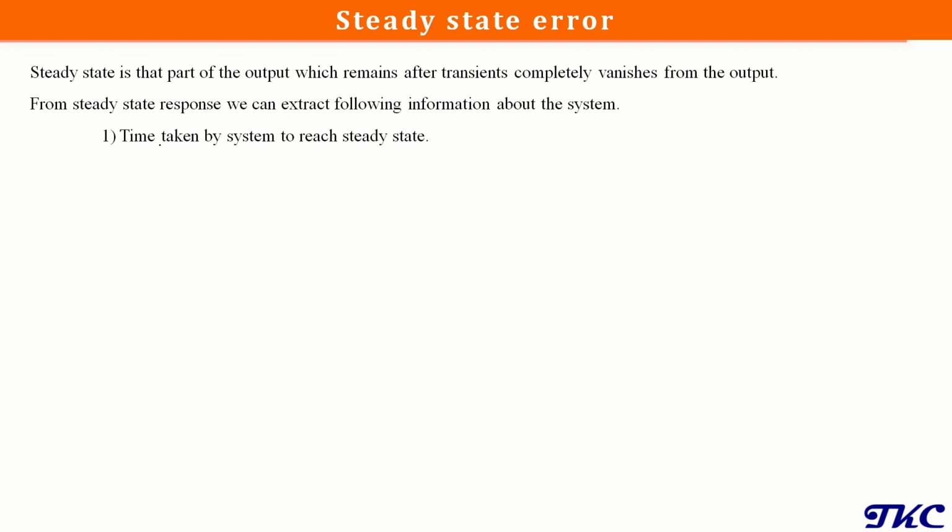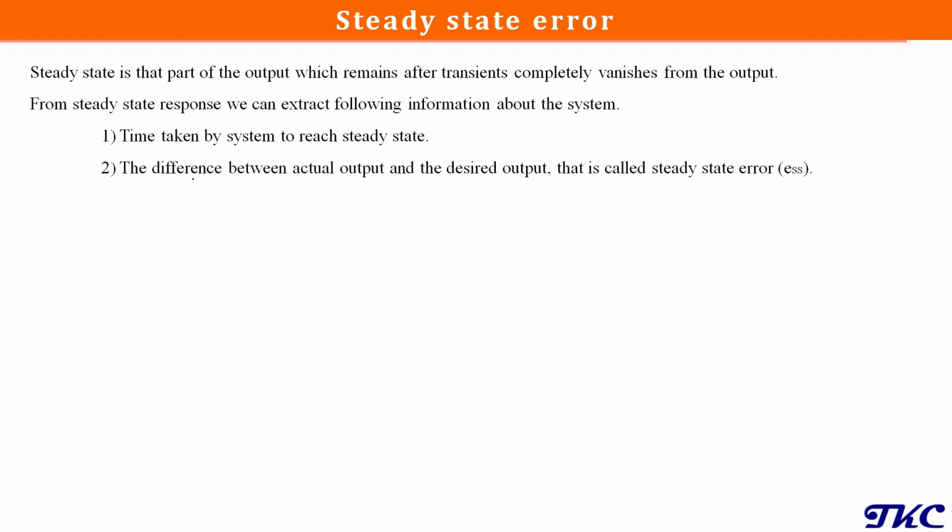We can determine the time taken by the system to reach the steady state, so how much time a system is going to take in order to attain the steady state. That time interval we can find. Another thing that we can determine is the difference between the actual output that we are getting from the system and the desired output that we expected the system to achieve. The difference between these two outputs is called the steady state error. So in this lecture we will be mainly concentrating on determining the steady state error.